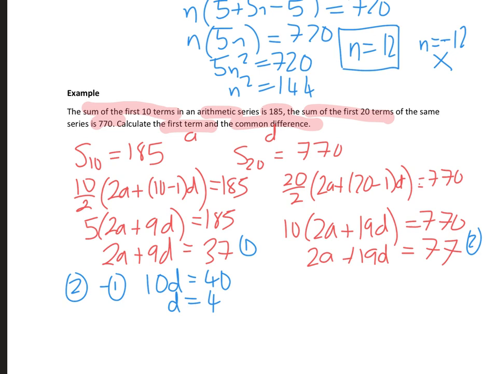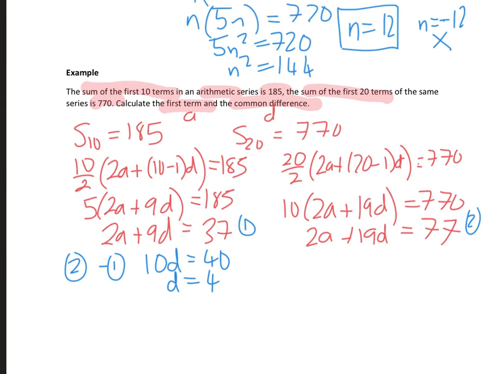And if I sub that back into the first one, I get 2a plus 36 is 37, so 2a is 1, sorry, so a is a half. And again, I can check that in my second equation. So 2 times half is 1, 4 times 19 is 76, and 1 add 76 is 77. So my common difference is 4, and my first term is a half.